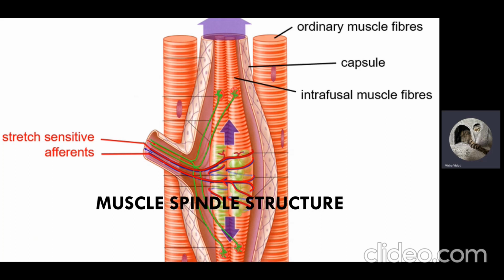Okay, so you can see that the alpha motor neuron will attach here, the red, and the gamma motor neuron is the green one attaching.